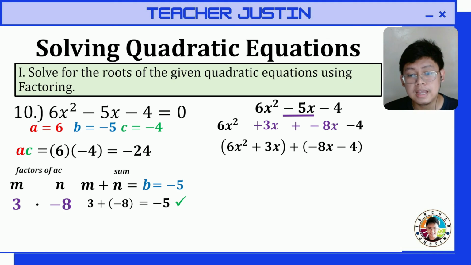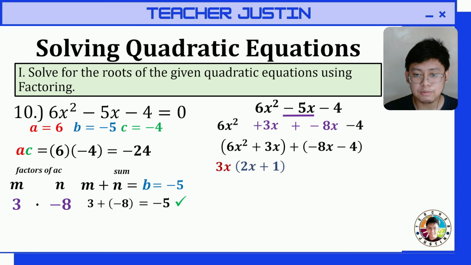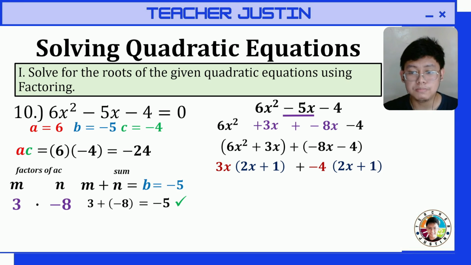So, let's get the common factor of each group. So, sa first group muna tayo. Yung common factor ni first group is 3x. And let's divide each term by 3x. So, it will give us 2x plus 1. So, punta naman tayo kay second group. Let's identify the greatest common factor of our second group. So, yung common factor nila is negative 4. So, let's divide negative 4 to each term. So, we have 2x plus 1.